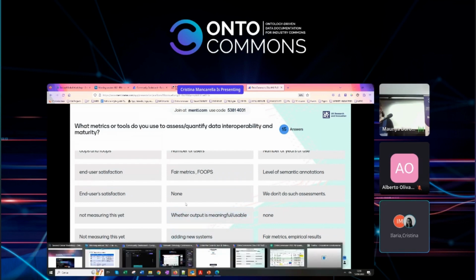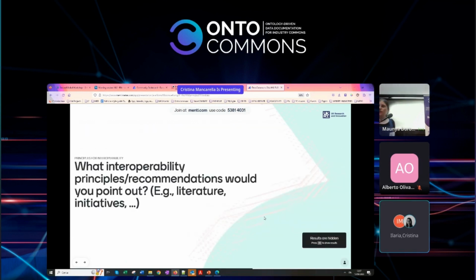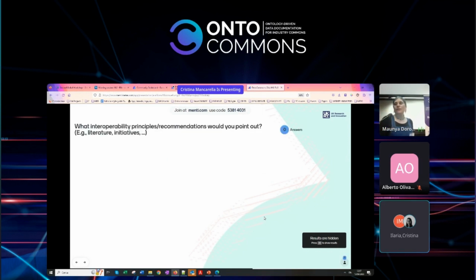Okay, thank you. Going to the next. What principles or recommendations would you point out, like papers or initiatives? Good place to talk about your publication. For example, you can put an acronym of an initiative, or the DOI of a paper, or afterwards you can send it to us. Because there are multiple initiatives. We are aware of some, and there are in the literature sets of principles.